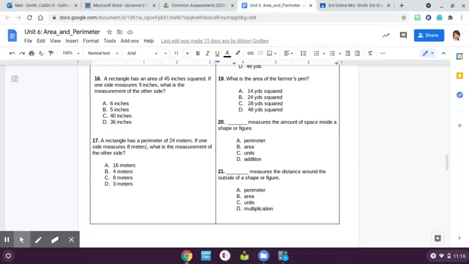So I'm going to have to take 24 minus my 8 plus 8, which is 16. Okay, I'm going to get my answer, 24 minus 16. And then I'm going to split that answer in half because the rectangle has 4 sides. So I know 8 plus 8 are 2 of the sides, so I have to figure out what the other 2 sides are.